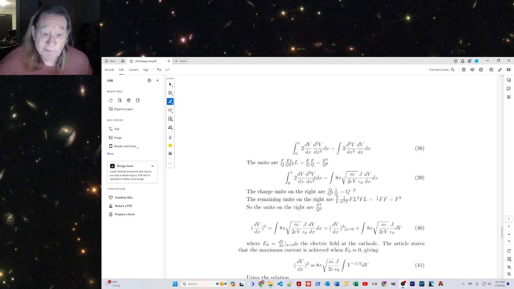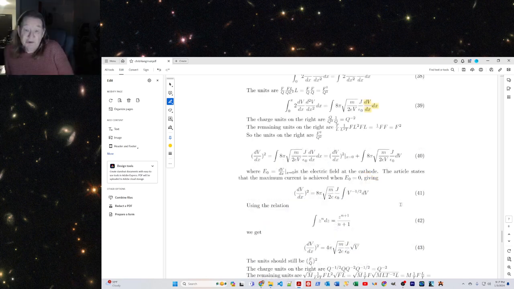Substituting our formula for the derivative of the square of the derivative of the potential, we get equation 39. Notice on the right here we have dV/dx and dx. So dx cancels dx and we get dV, and we're integrating with respect to electric potential. And again, we're integrating from the cathode towards the anode.